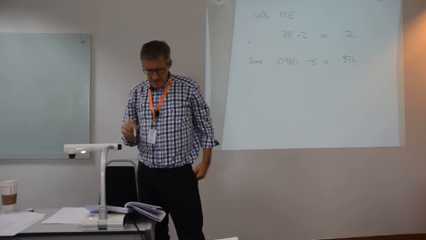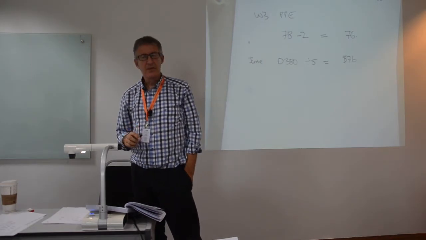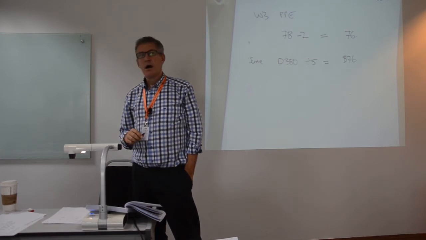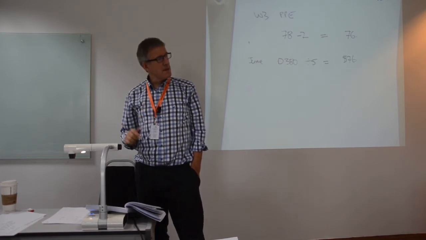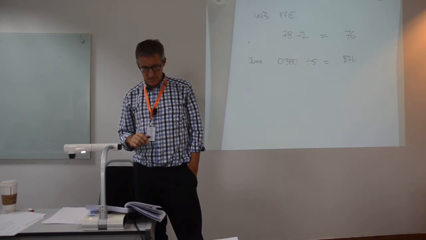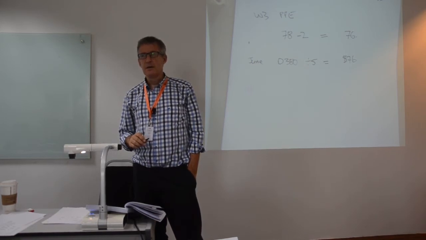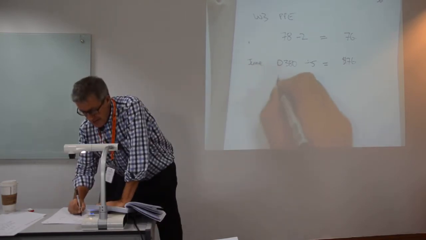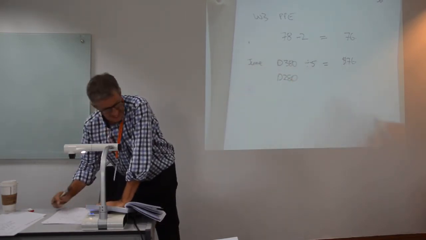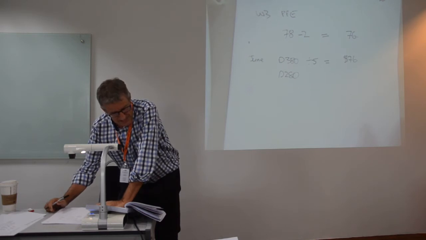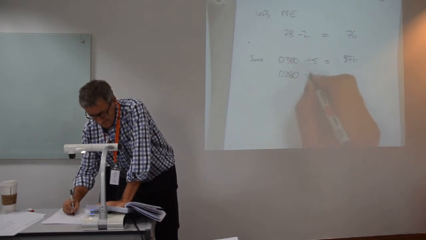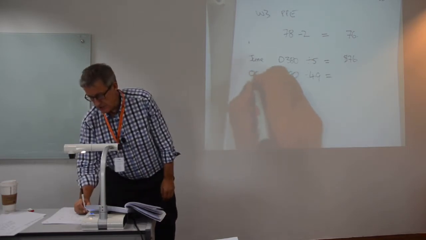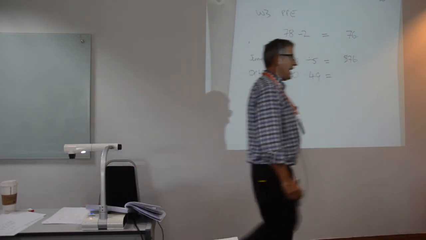The cost of the PPE was 380. But how much was paid? 280. So 280 was paid. And when was that paid? October. So it was paid when the exchange rate was 4.9.